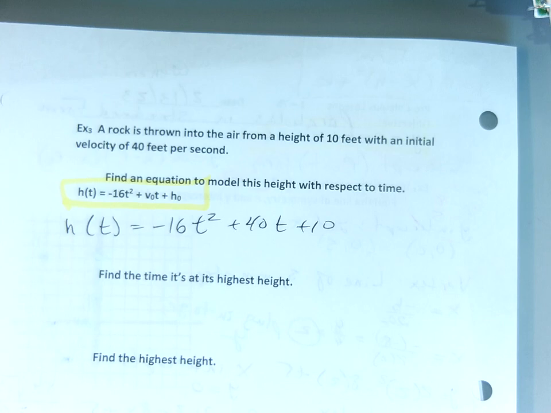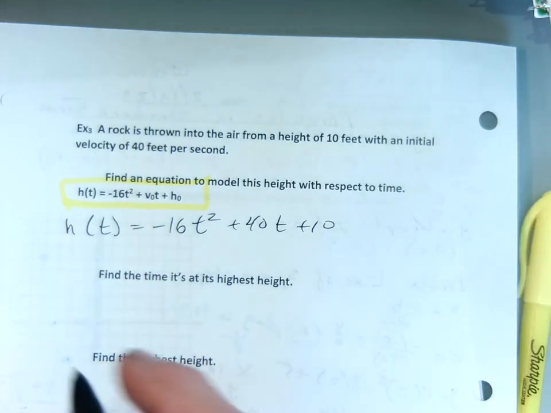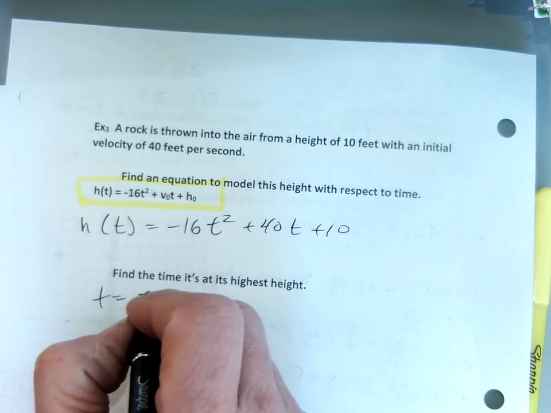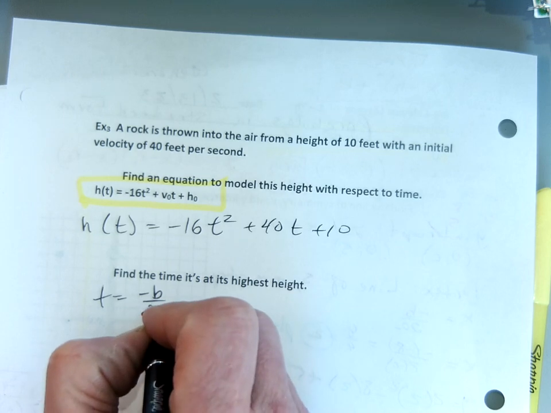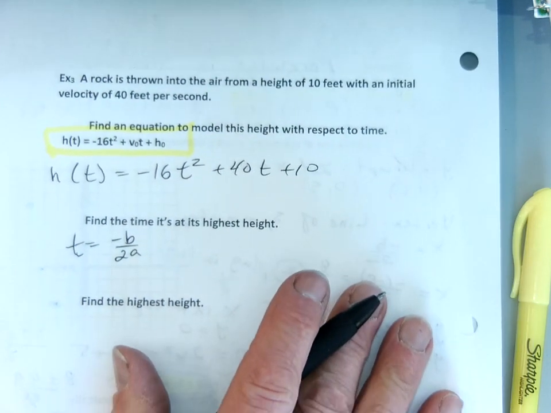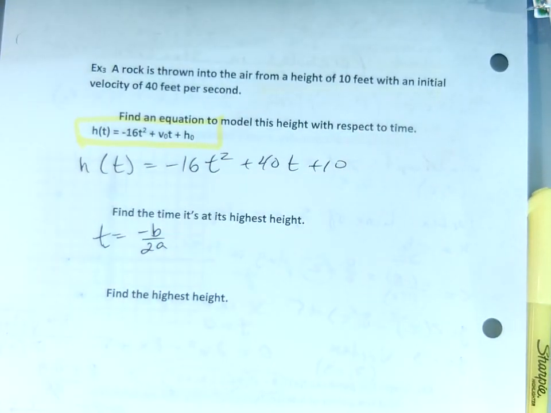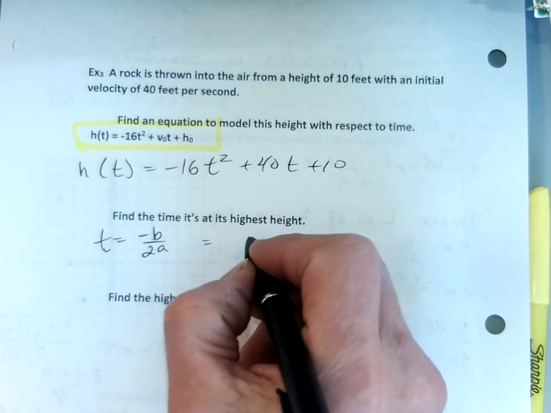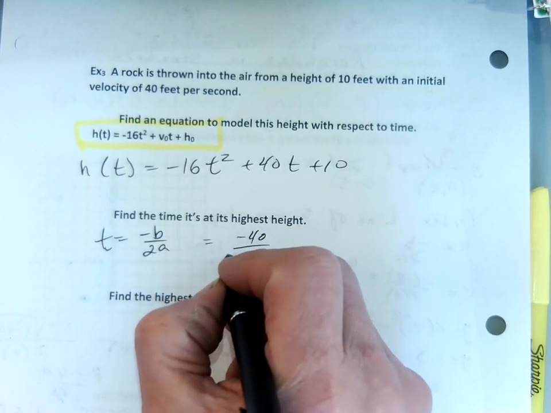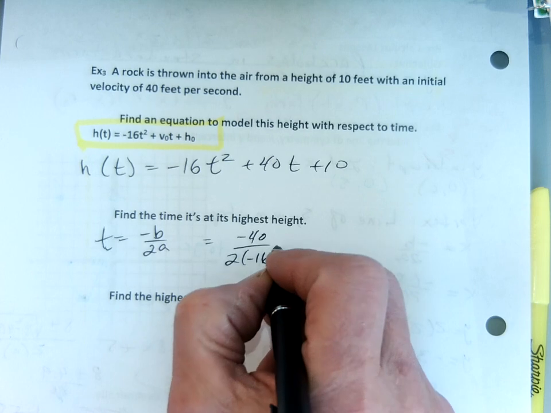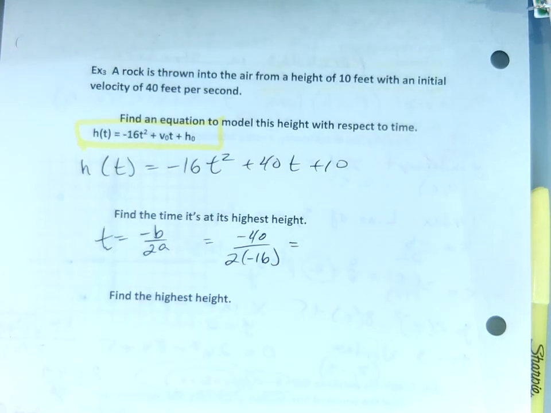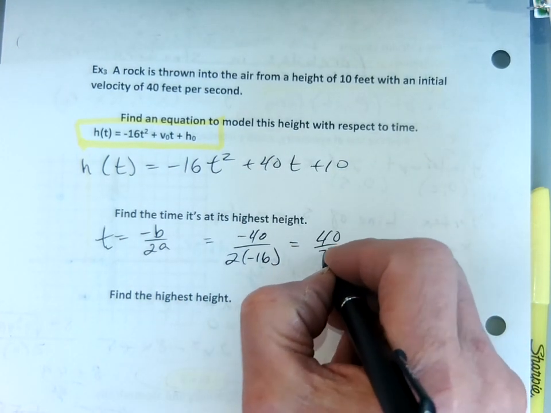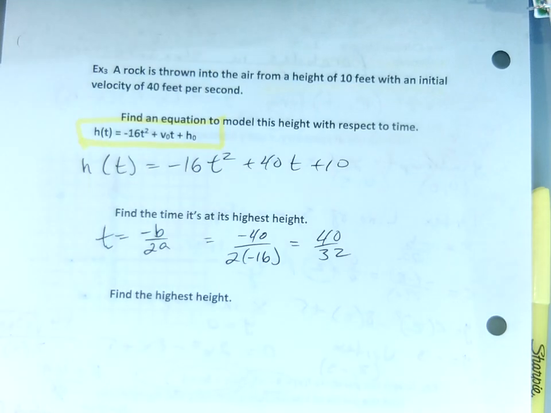That's the initial velocity, and that's the initial height. All right, find the time it's at its highest height. Well, we're going to just use the negative b over 2a, right? I'm going to go negative 40 over 2 times negative 16, which is 40 over 32.